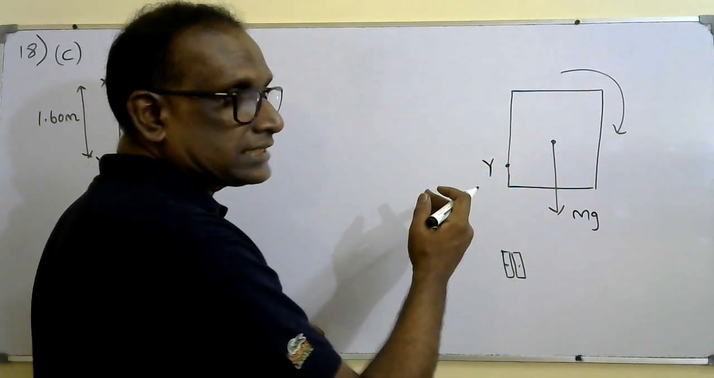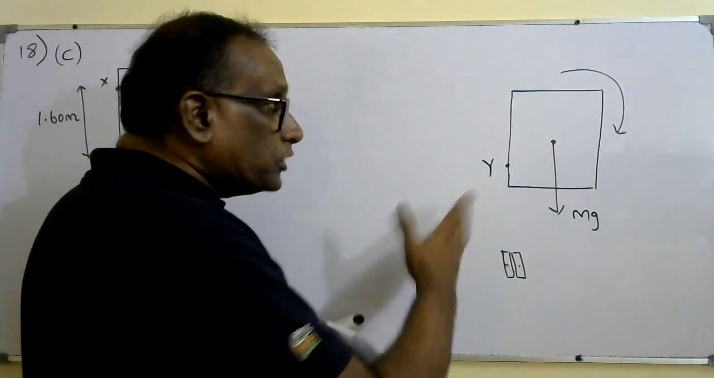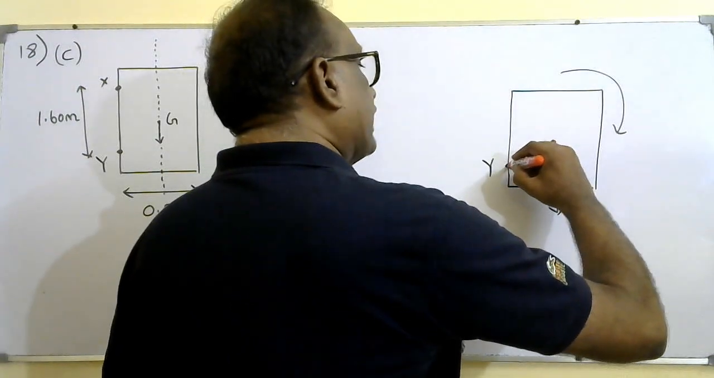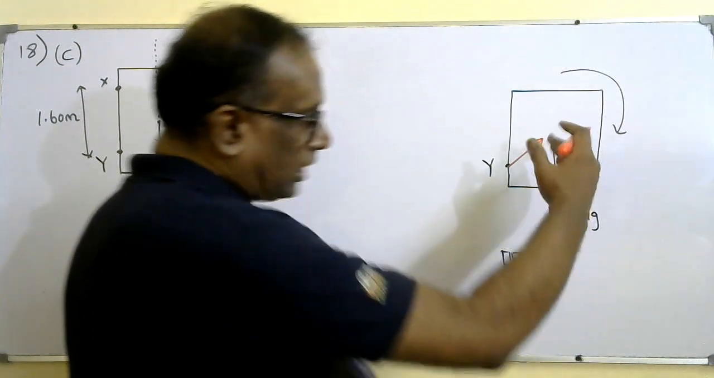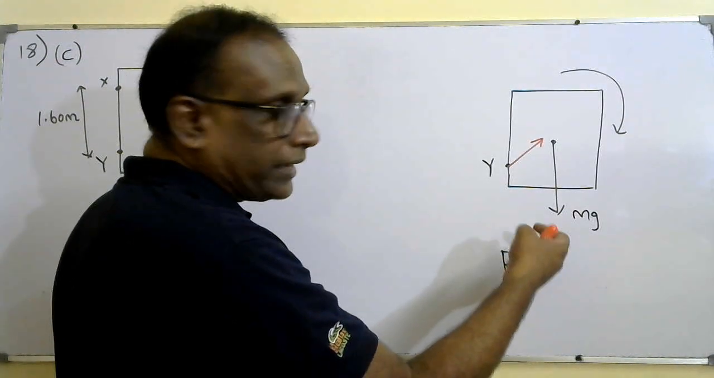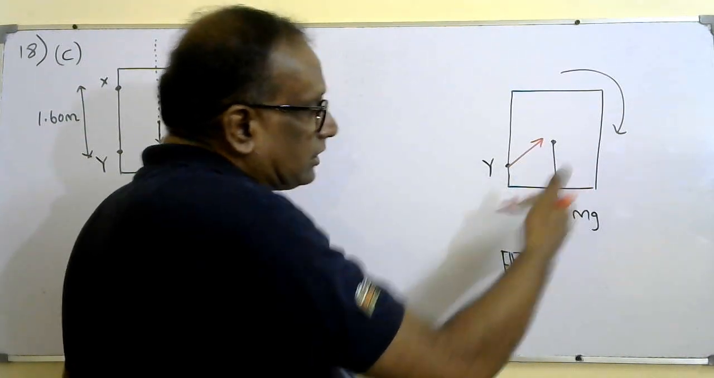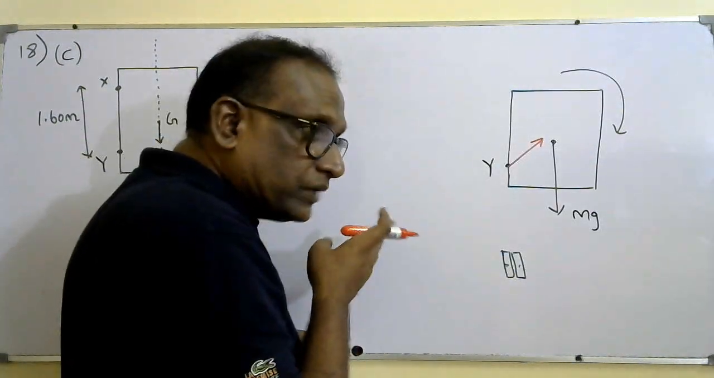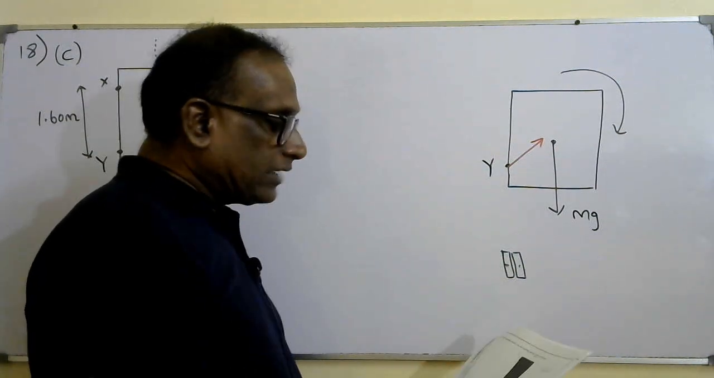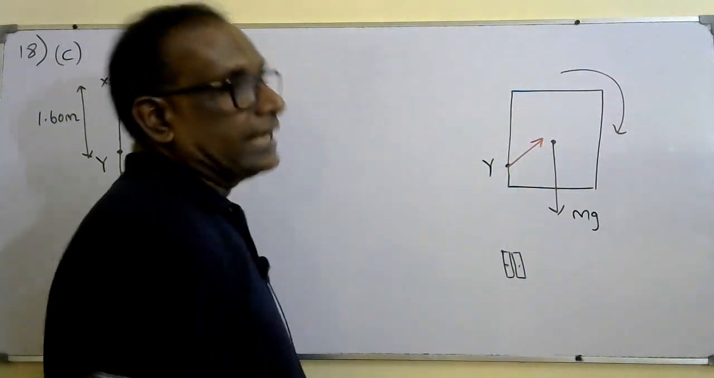When the door pushes the hinge, the hinge will push the door. That force is acting this way. So the hinge Y will push the door this way, because the door will push the hinge this way, because the door will try to rotate this way. So the door will push the hinge to the left, and the hinge will push the door this way. So that's the reason the force exerted at Y is shown at an angle like this.